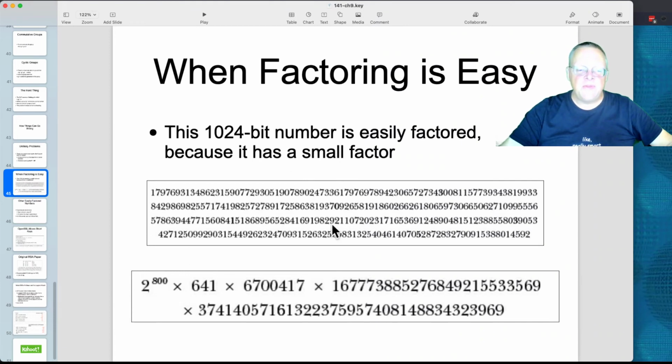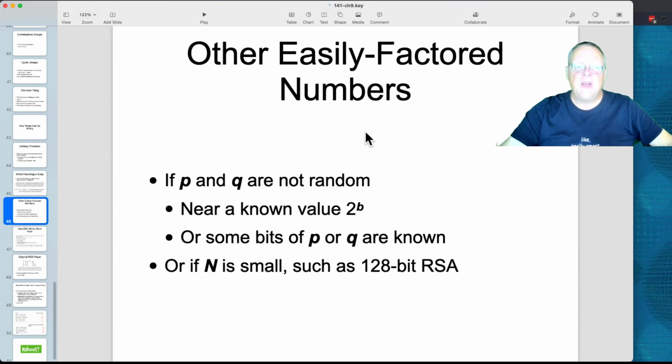For example, this one here is not the product of 2 primes, it's the product of 4 primes, and one of them is pretty small. So all you have to do is start at the small numbers, and when you divide it here, it gets smaller, and when you divide it here, it gets a lot smaller, so you can actually factor this one, even though it's extremely long, because you don't have 2 really large factors. If P and Q are not random, and they're near a known value, then you can find it pretty fast.